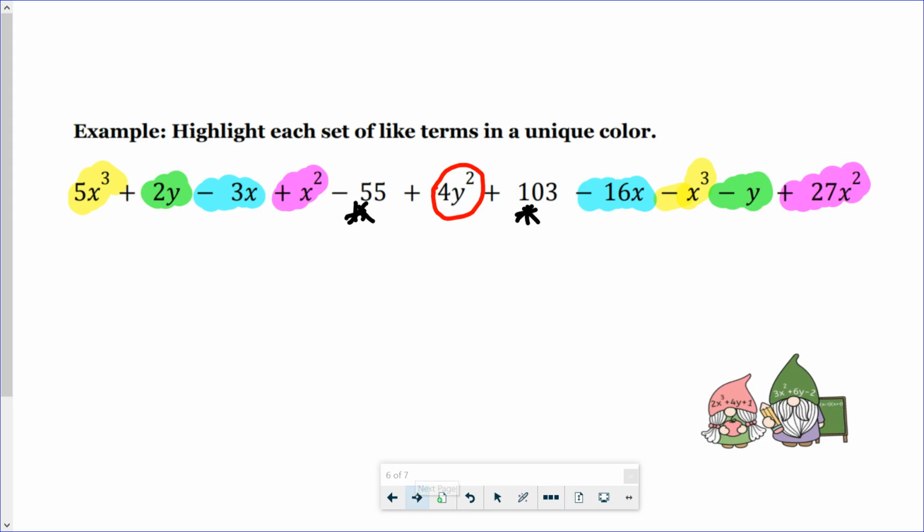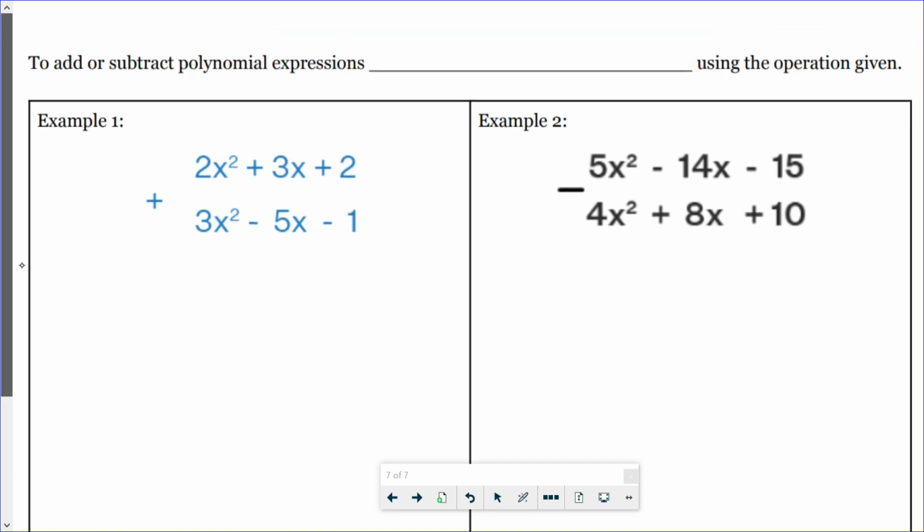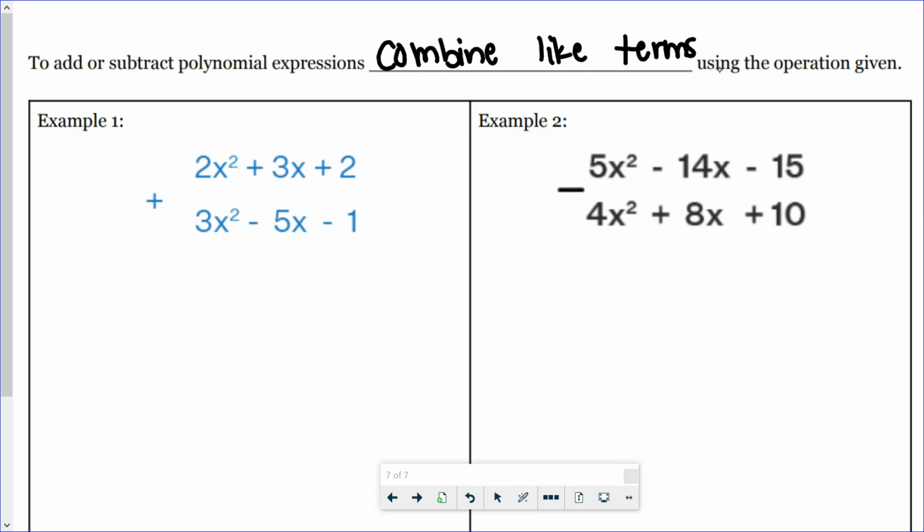We're going to go on now to adding and subtracting our like terms. So I have two different situations here. We're going to handle them the same way. But to add and subtract polynomial expressions, we are going to combine like terms. That is our key. Using the operations given. So if there is a subtraction, we're going to subtract. If there's addition, we're going to add.